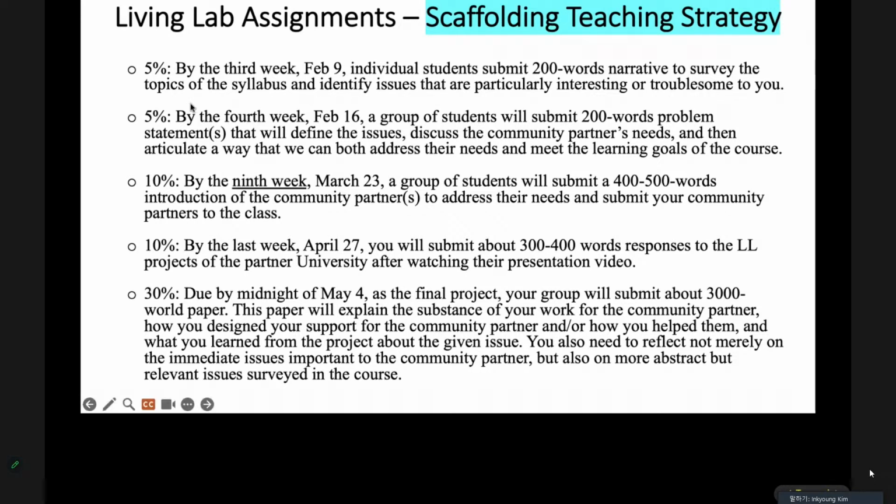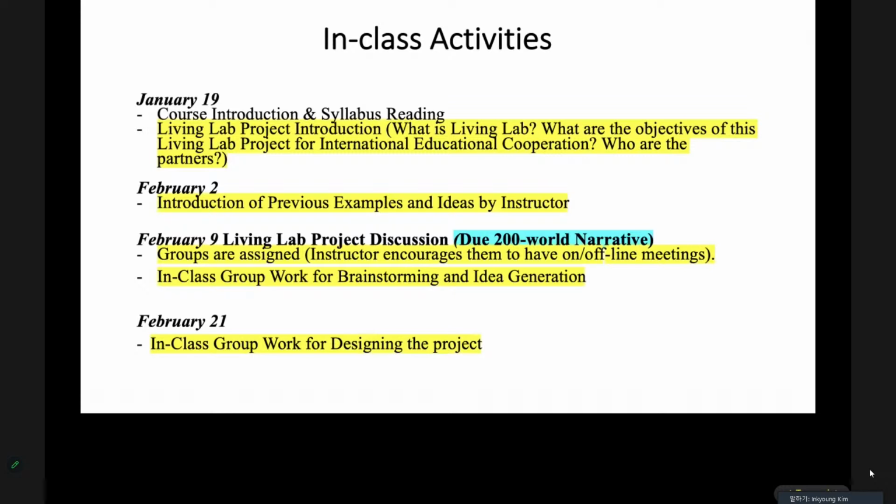So in the syllabus, I explained in what week what you are expected to accomplish, and in what week what assignments you are asked to submit. I try to be really detailed in the syllabus, using the scaffolding teaching strategy. Let me explain one by one, with a more schedule-based approach, through the syllabus.